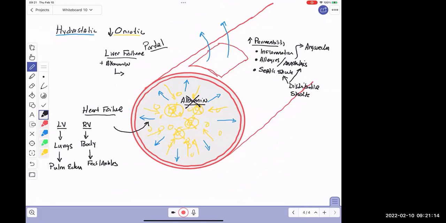The portal circulation. That just means the liver, the portal blood vessels, the liver blood vessels. So the hydrostatic pressure increases as the liver fails. The oncotic pressure decreases as the albumin levels fall, and fluid starts spilling out of those blood vessels. And where does that fluid tend to go?